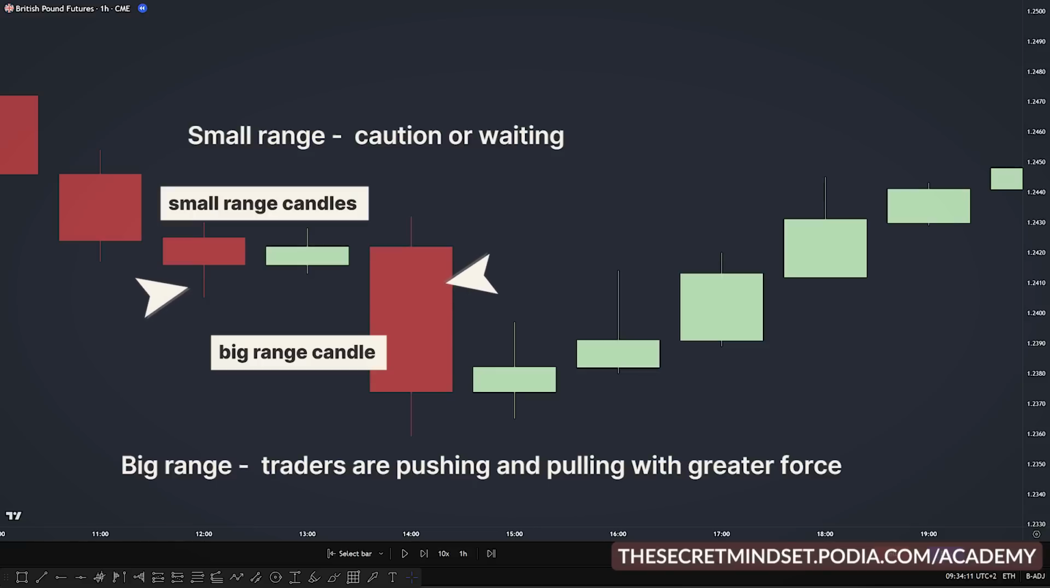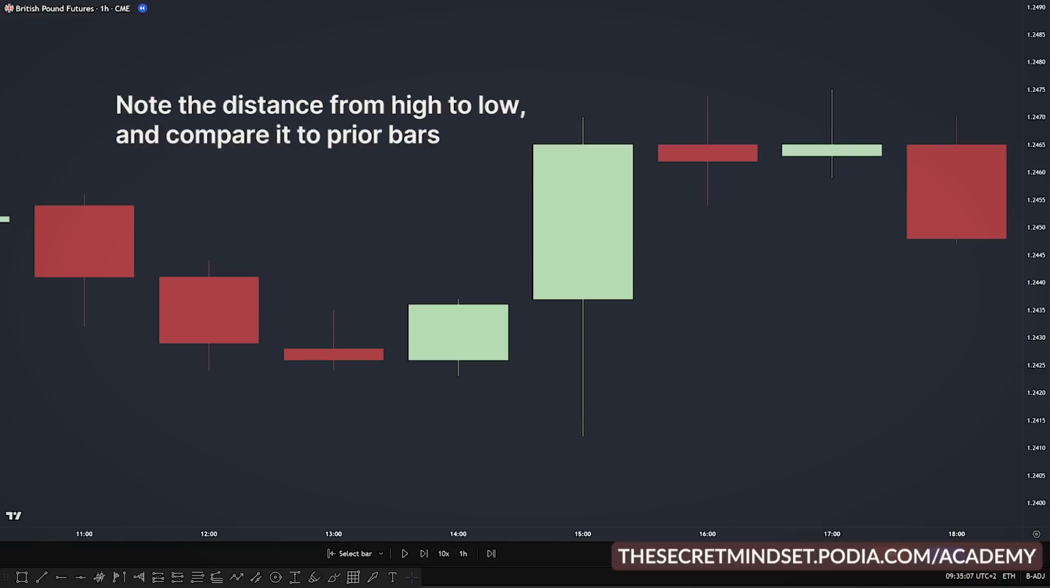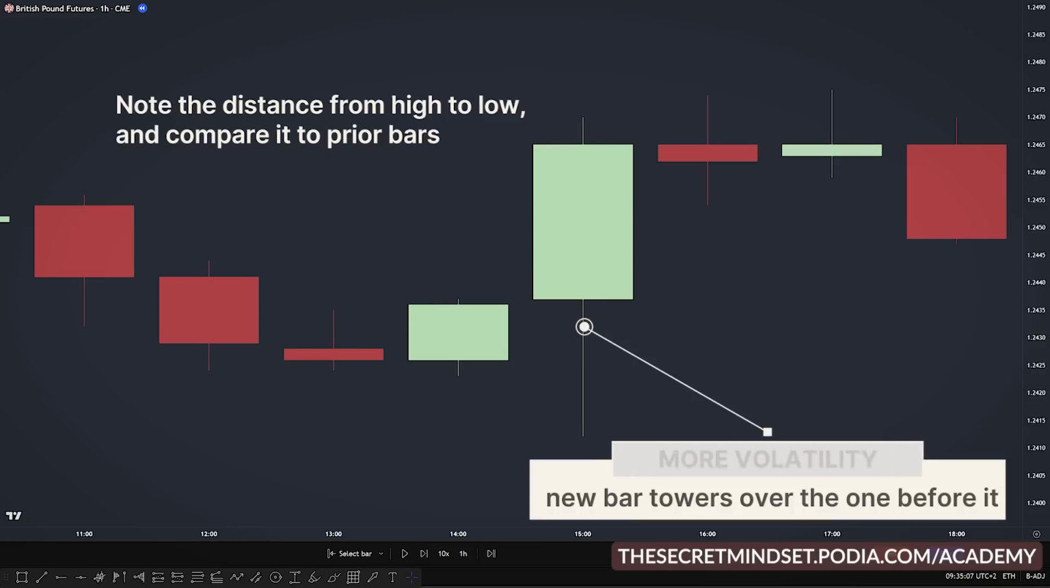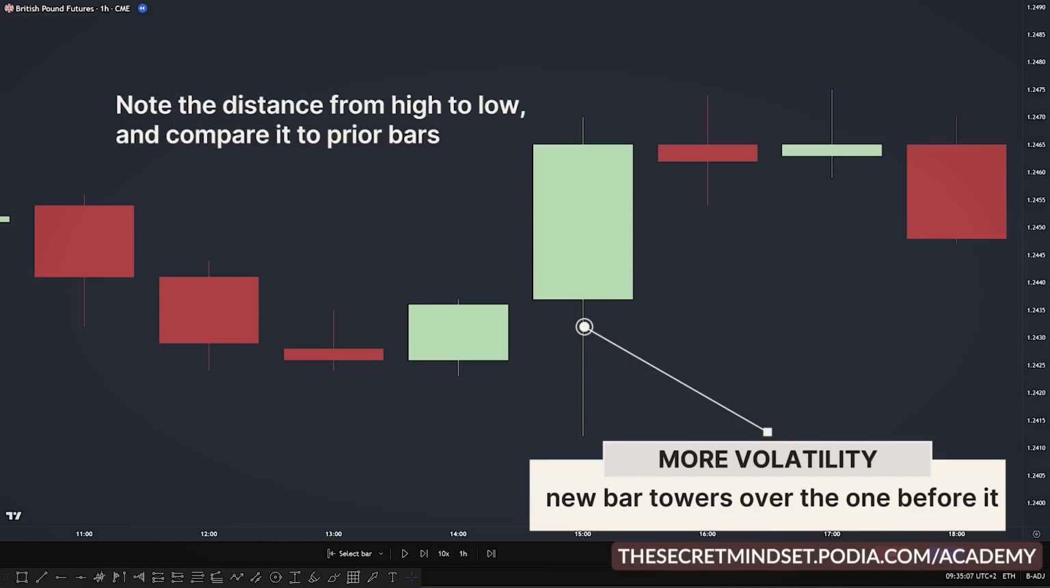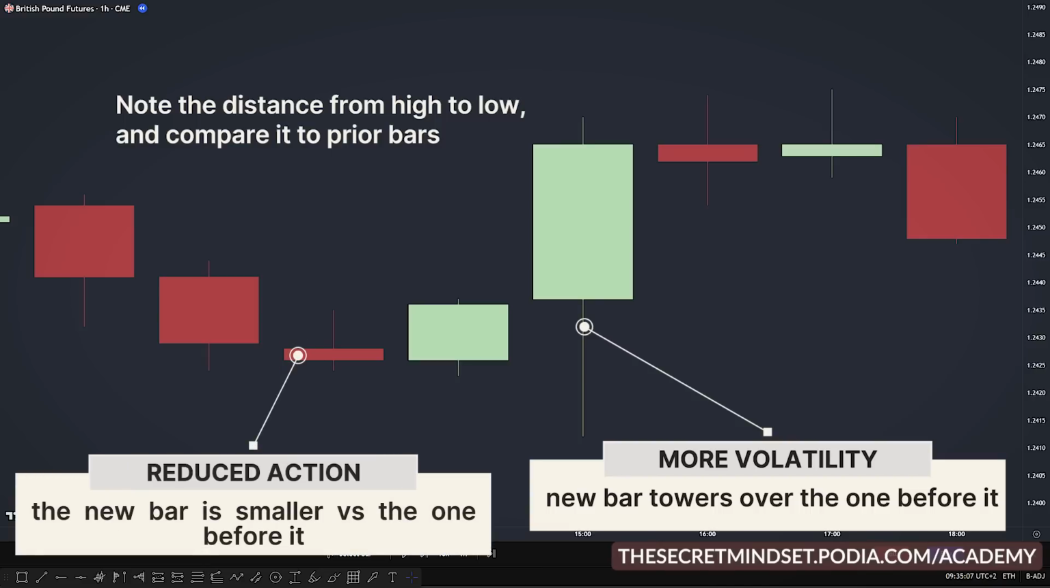This practice is called range analysis, and it starts with reading each bar in a straightforward way. It does not require fancy tools. A day trader looks at the bar on the chart, notes the distance from high to low, and compares it to prior bars. If the new bar towers over the one before it, that can be a sign of more volatility. If the new bar is smaller, that can be a sign of reduced action. This is a direct and practical way to gain insight.